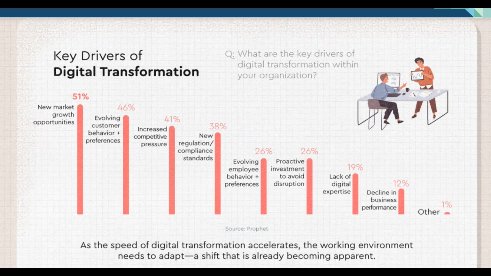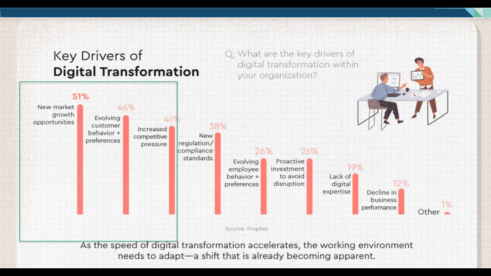In addition, I saw there's a great newsletter that I get. It's all about visual content. They do a lot of infographics, but they had a really interesting piece in here from Profit. And it talked about the key drivers of digital transformation. And of course, that's what SAP and we're all talking about, is this idea of digital transformation. And what I found really interesting is in the top 3 areas, in a survey they did, new market growth, evolving customer behavior and preferences, and increased competitive pressure are really driving the use of new models and new ways of going to business.